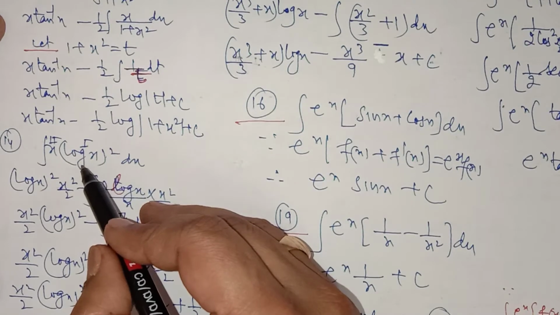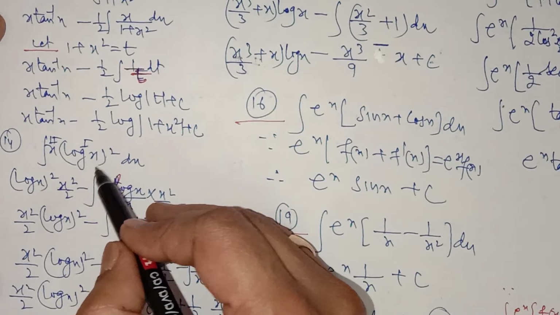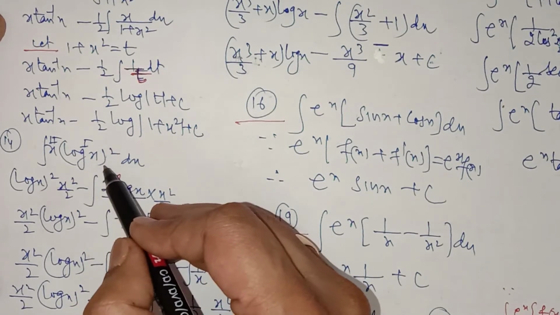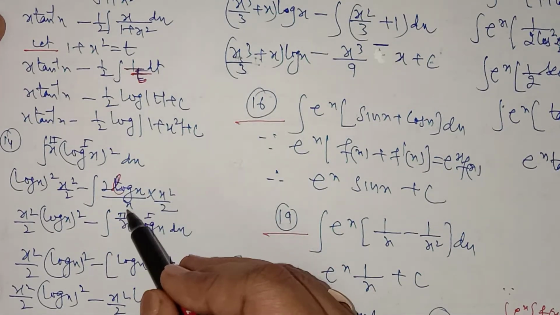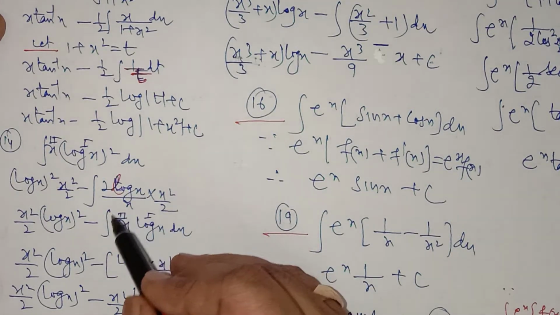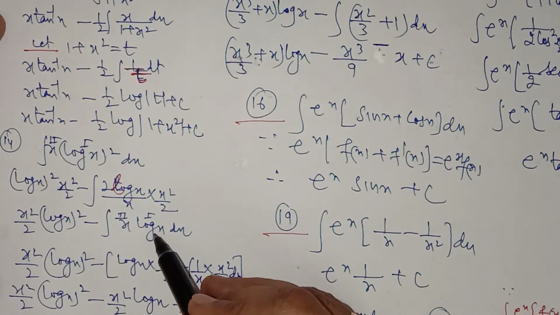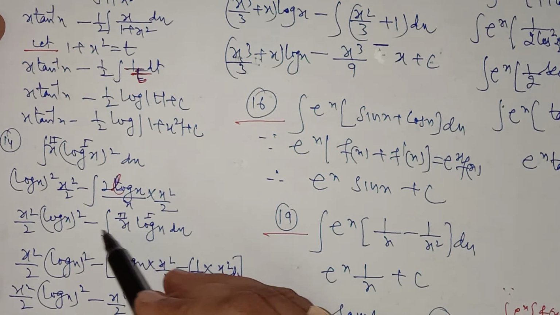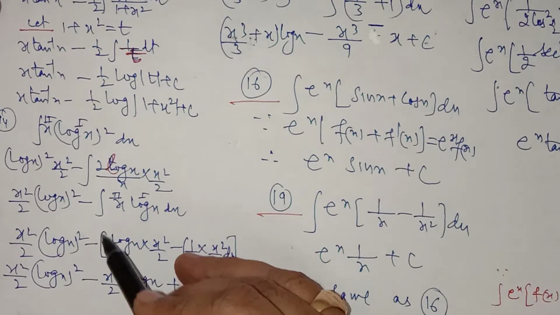Take the derivative of (log x) whole squared, which is 2 log x into 1 upon x. Cancel out. So it is only x log x, which can be integrated by parts. Log x is the first function, x is the second function. Taking care of this negative sign, you can put the square bracket.